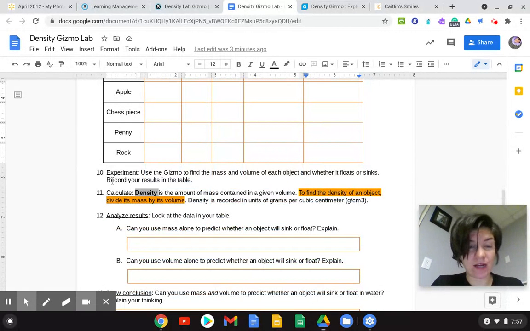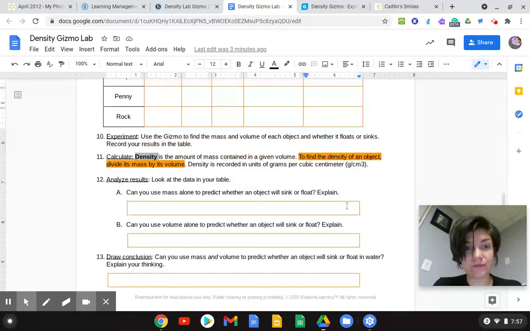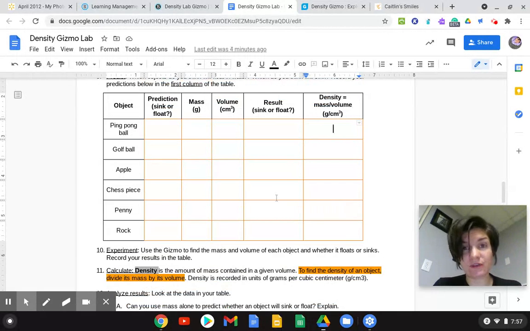All right, so right here it tells you how to do that. Density is the amount of mass contained in a given volume. To find the density of an object, divide its mass by its volume. Density is recorded in units of grams per centimeters cubed. Right there. So you're going to do that with each one of these.